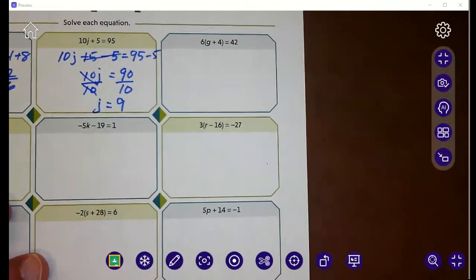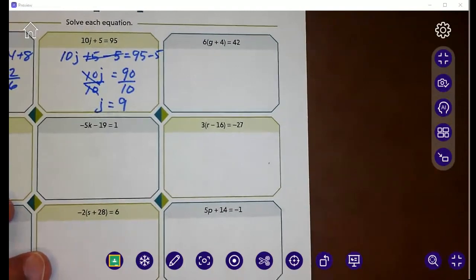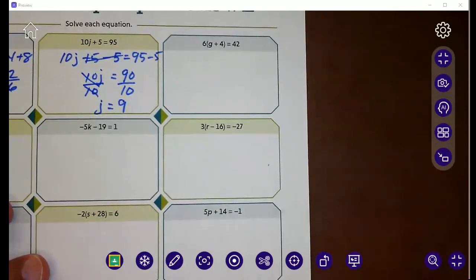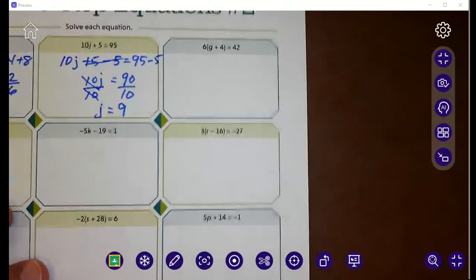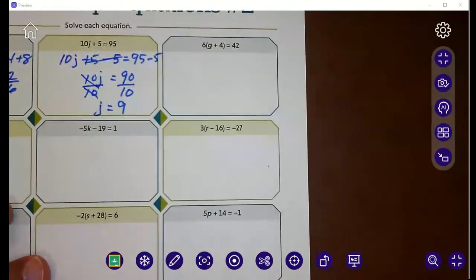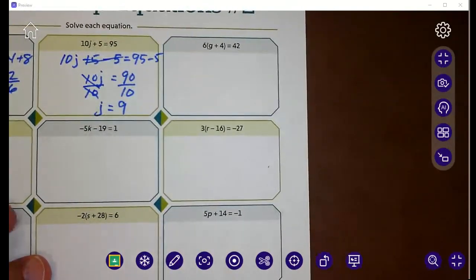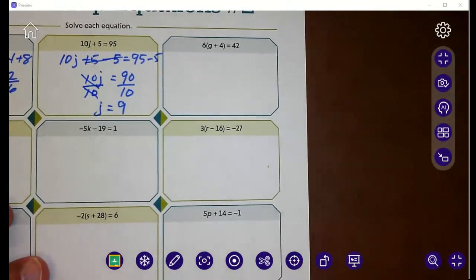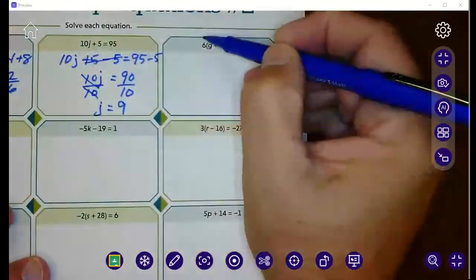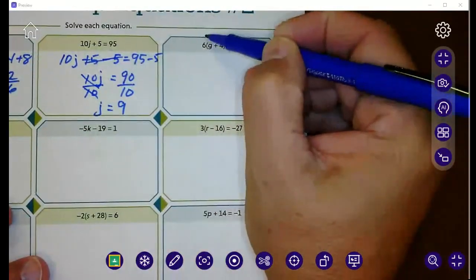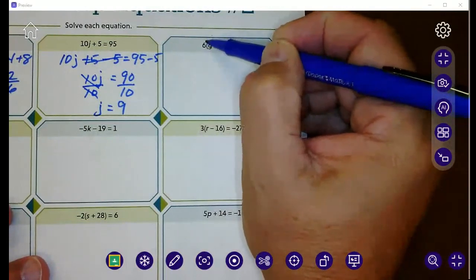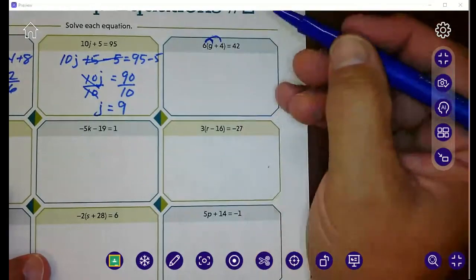Okay, we cannot add G and 4 and get 4G because a G is a term by itself and 4 doesn't have a G. We can't put those together. There we go. That's what I'm looking for. We're going to distribute the 6. So those of you that are saying multiply by 6, I'm assuming that's what you mean. We're going to take the 6 and multiply it by the G, and multiply it by the 4.